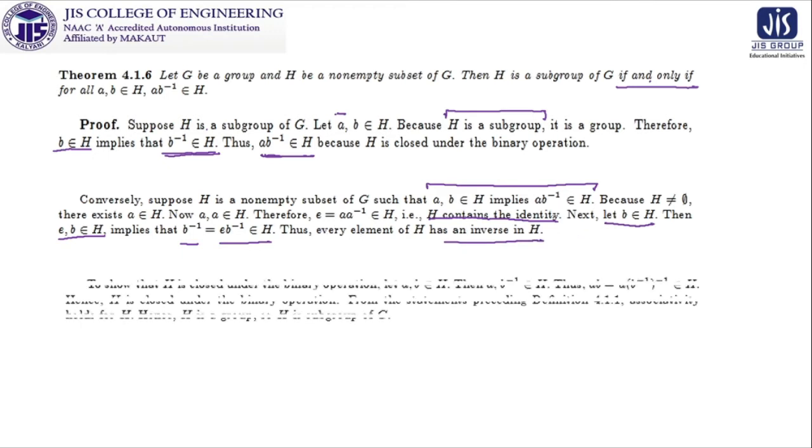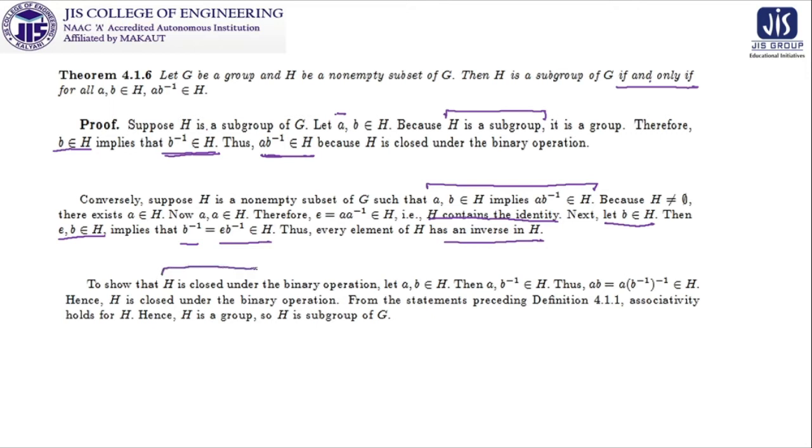Now proceeding further, the remaining properties are closure and associativity. If we have to show that H is closed under the binary operation, we assume a and b are in H, then a and b inverse are in H.